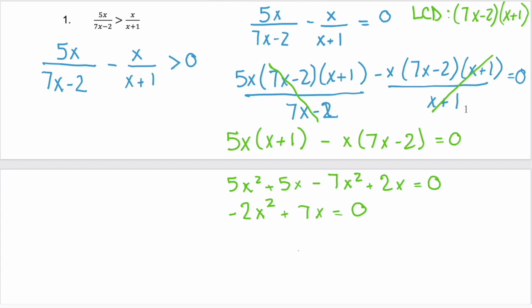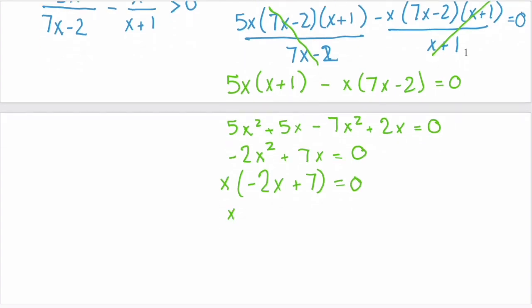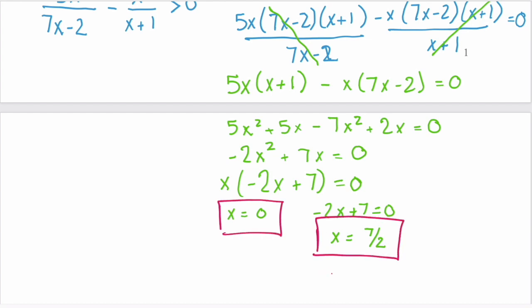We're getting so much closer. Now, having combined our like terms, let's factor out the GCF of x, and that gives us x times negative 2x plus 7. Now we can apply that zero product property, which tells us that x equals 0 and negative 2x plus 7 equals 0. Solving that, we get x equals 7 halves. So these first two values that we found, let me circle them. These are two of our critical values.